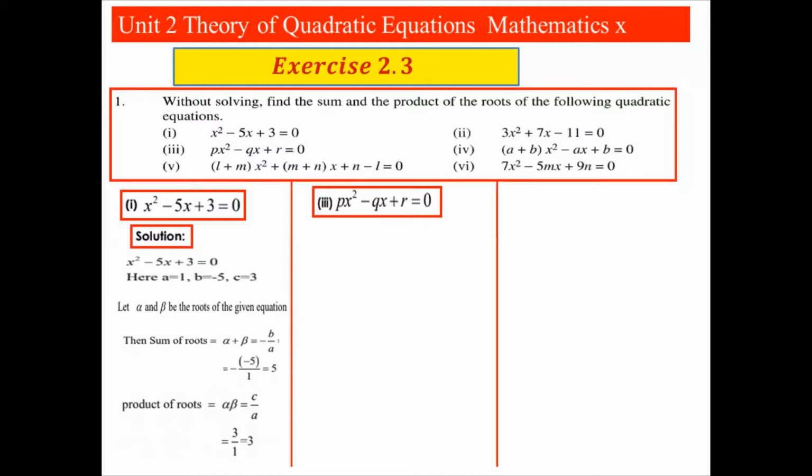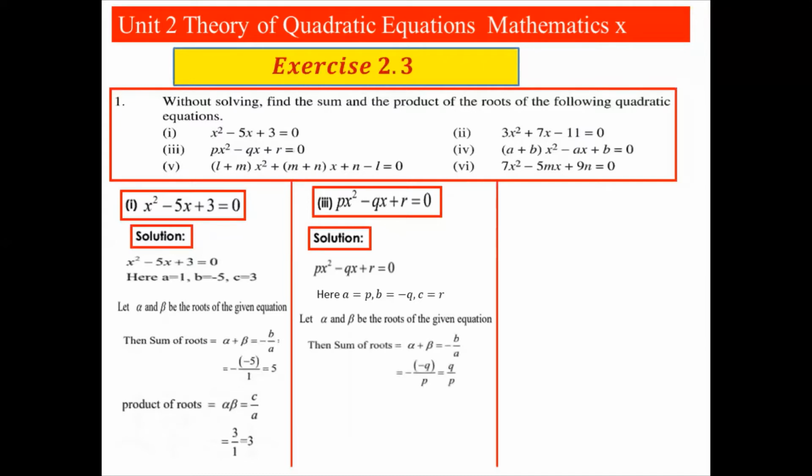Part 3: px² minus qx plus r is equal to 0. Solution. Here a is equal to p, b is equal to minus q, and c is equal to r. We suppose that alpha and beta are the roots of the quadratic equation, then the sum of the roots will be equal to minus b by a, and here b is minus q and a is p. So this is equal to q by p. So the sum of the roots is equal to q by p.